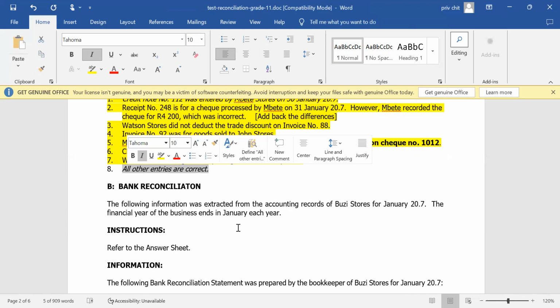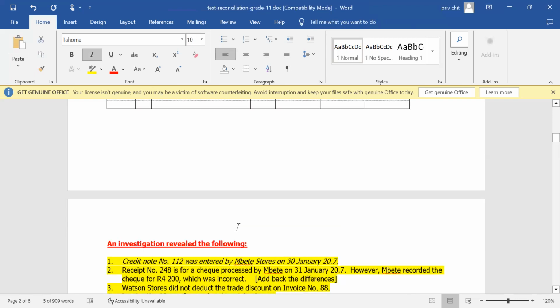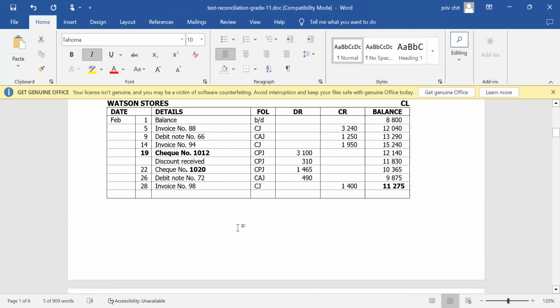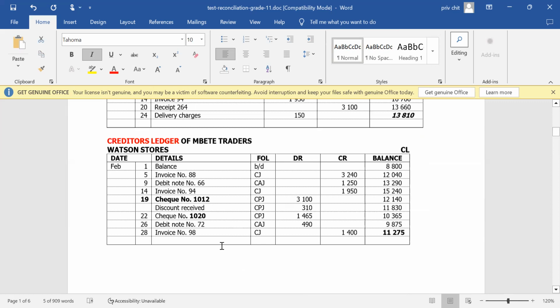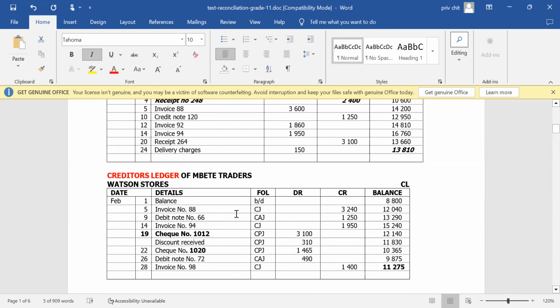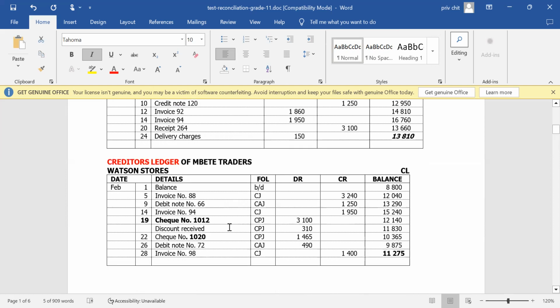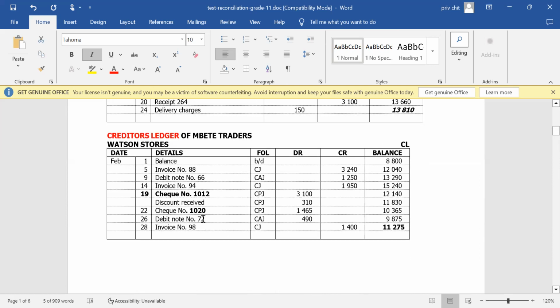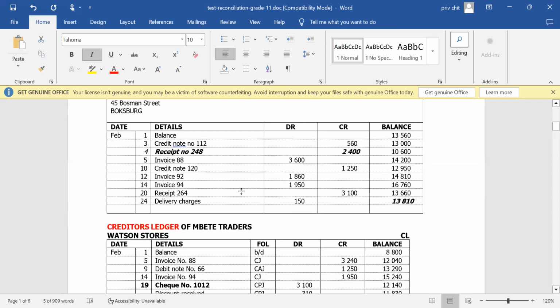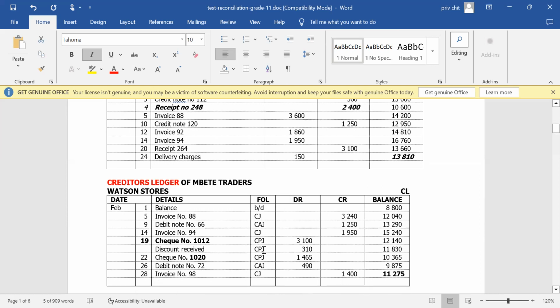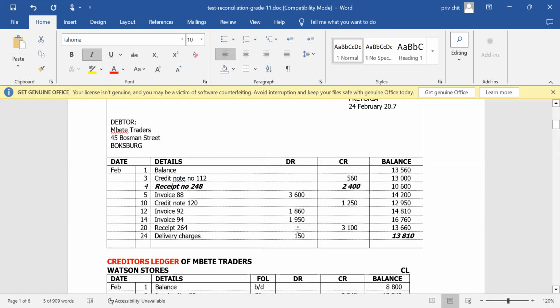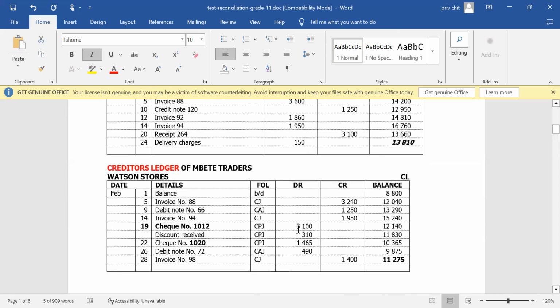So now what you then do, if they say all the other entries are correct, so it means anything else, maybe for instance, you then check, is there anything from the ledger which has not been recorded here? And then anything from the statement which has not been captured here. But I think most of them have been reconciled. Yes. What else is left? Let me see.